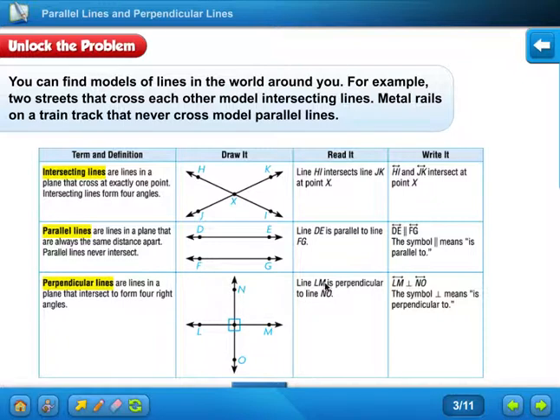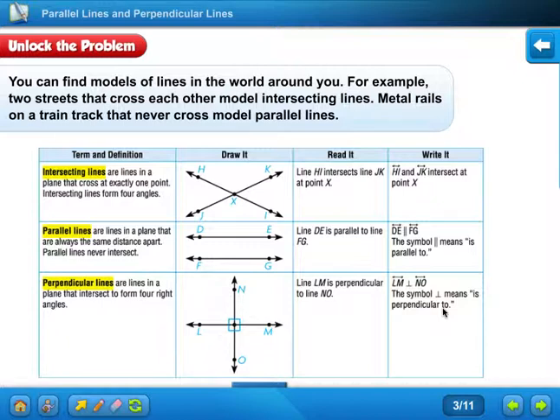Line LM is perpendicular to line NO. LM perpendicular to NO. This is how we write it. Line LM perpendicular. It's kind of like an upside down T to line NO. The symbol, the upside down T, means is perpendicular to.